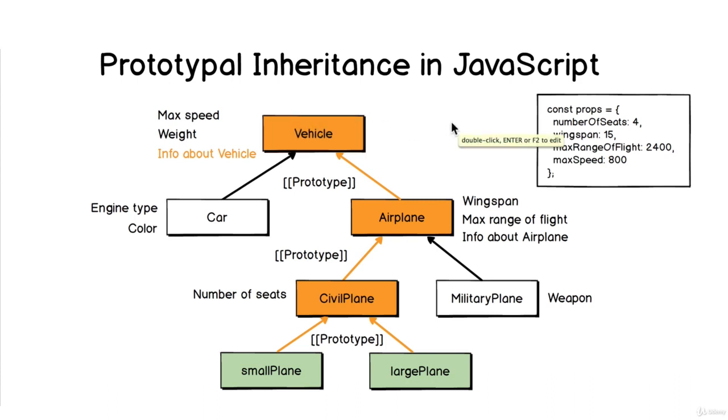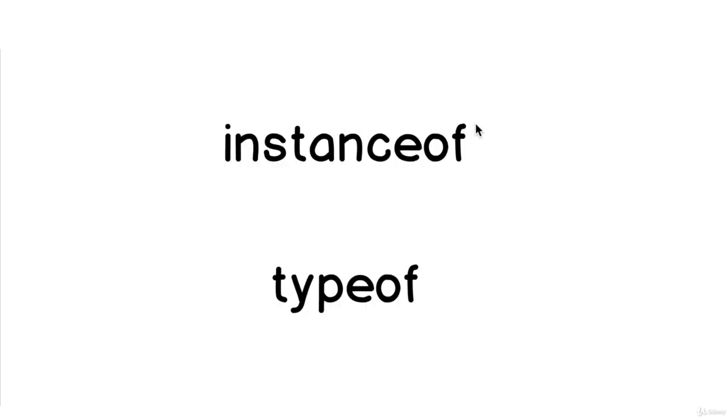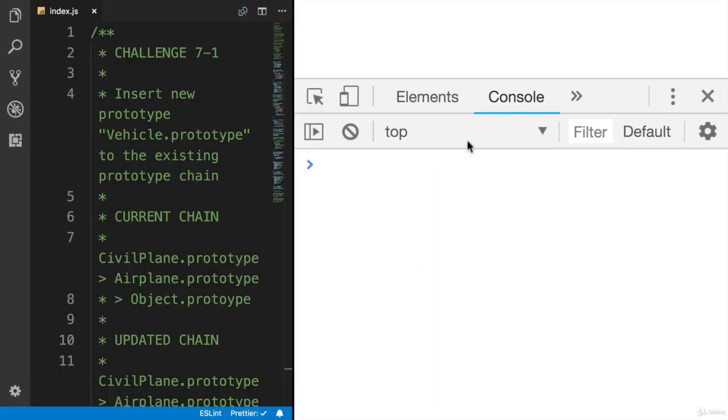Okay, now I want to get back to the final implementation of this prototype chain and use the operators instanceof and typeof in order to examine the final structure. Let's get back to the final code and remember that here we have created two instances of the civil plane prototype, and they are small plane and large plane.